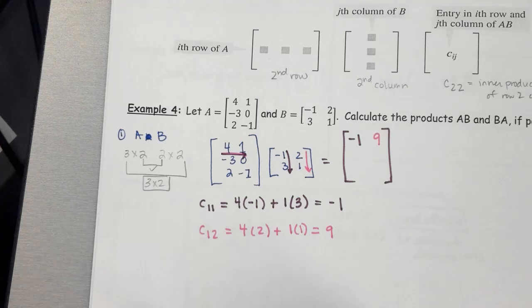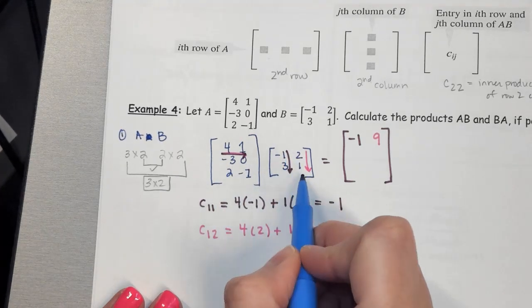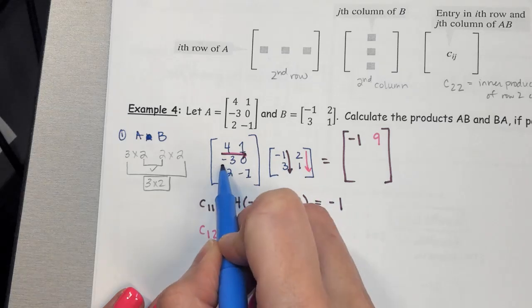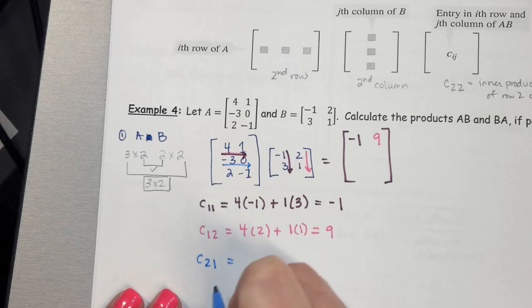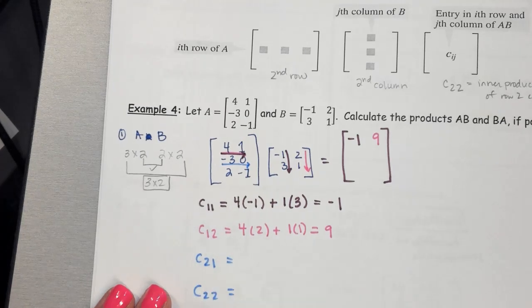All right. So we've exhausted both columns now. So we're going to move to the second row. So we're going to do the second row, the first column, and then we're going to do the second row, the second column.